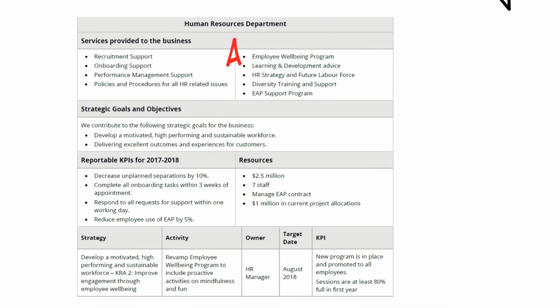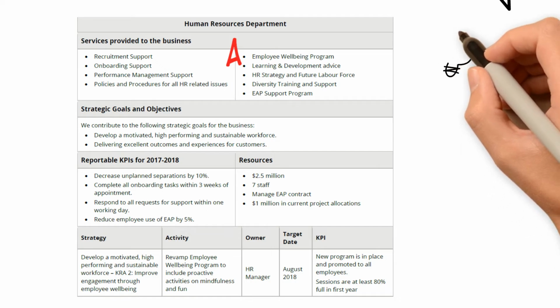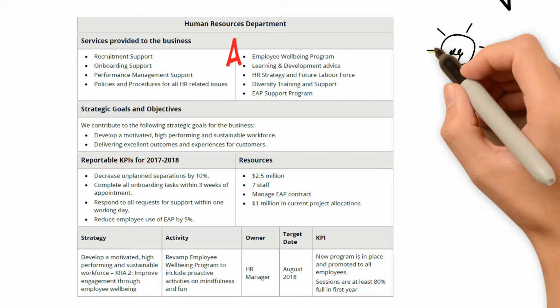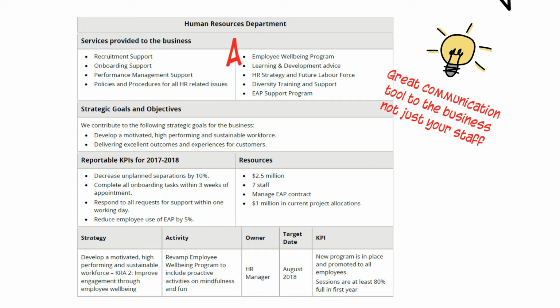In this example, Section A outlines who the business unit is and the services they provide. If you have an operational plan that has this sort of information, then it's also a great communication tool for your stakeholders as well as your staff. Consider sharing it broadly. Section B are the strategic goals the business unit is contributing towards. Section C are the business as usual KPIs, the ones that are reported up to the rest of the business. You might have others at a team or individual level, but this would really only capture the higher reported ones.